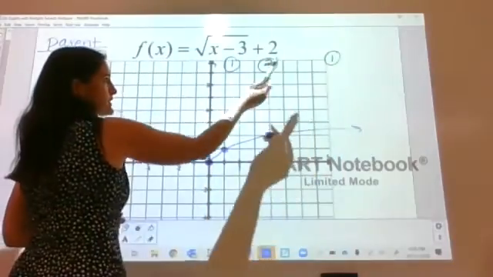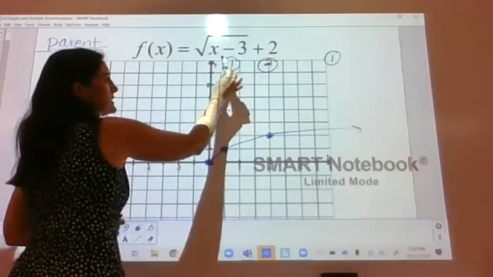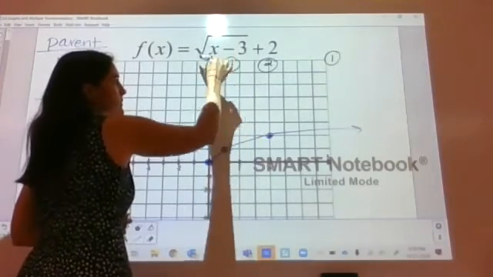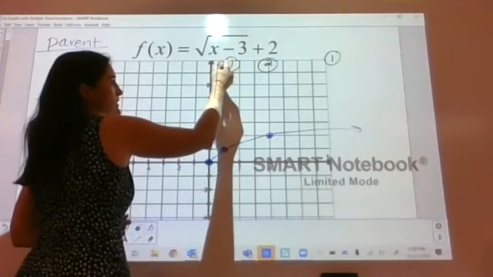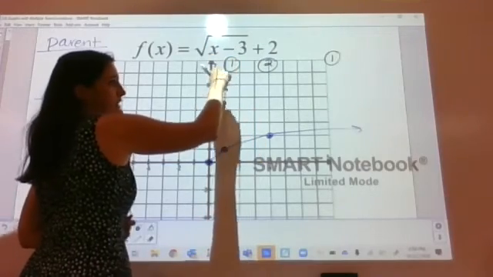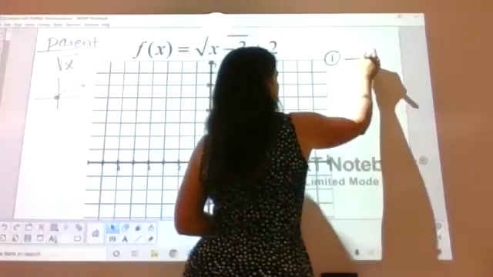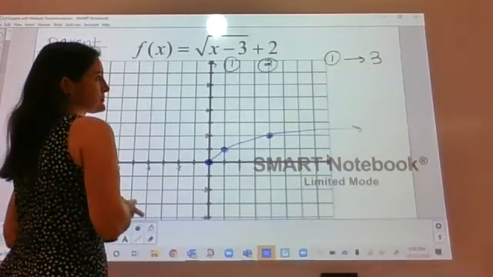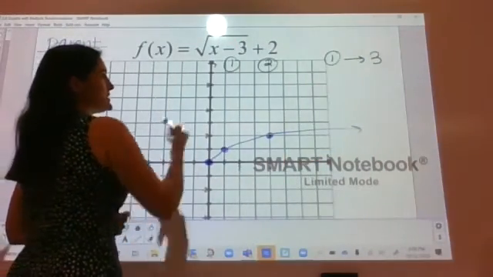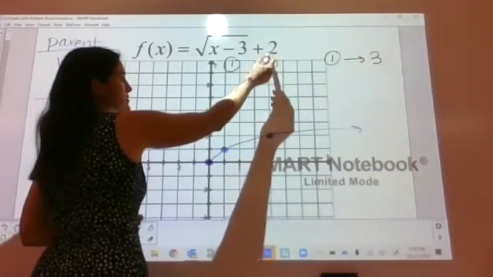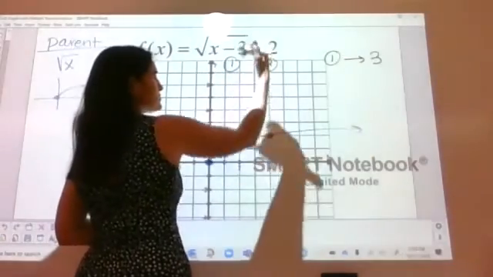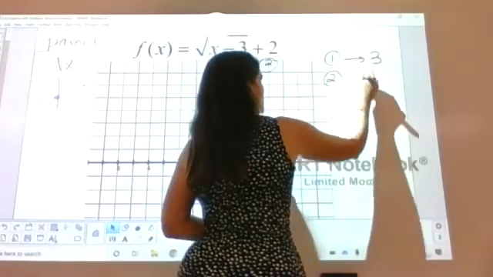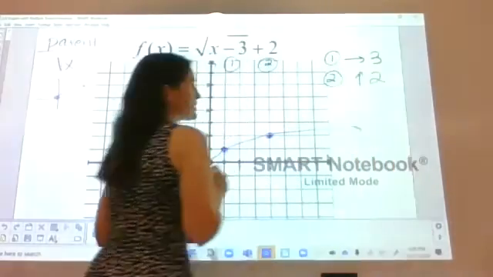So our first transformation is the negative 3. It's inside with the x. So this is an insider's lie situation, which means we're going to be going right 3 instead of what looks like we should be doing, left, right? And then the second thing is a plus 2. That's a vertical shift. You're adding 2 to all your y values. So we're going to be going up 2.